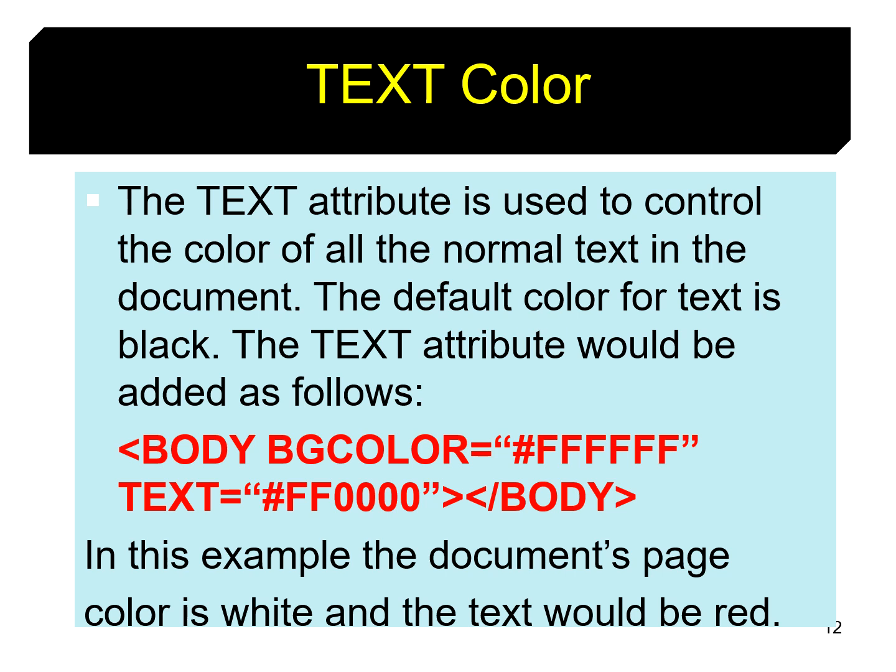In the body, bgcolor equals FFF. If you want to give color to the text, then you have to add text equal to some color code. Then you end the body tag. In this example, the document page color is white and the text will be red.